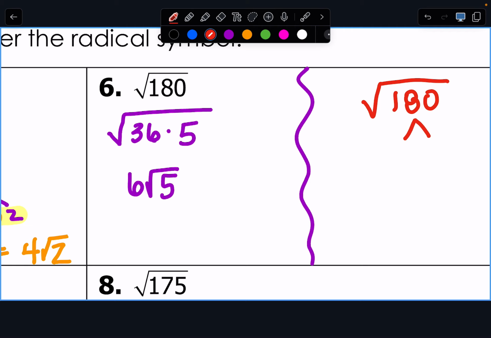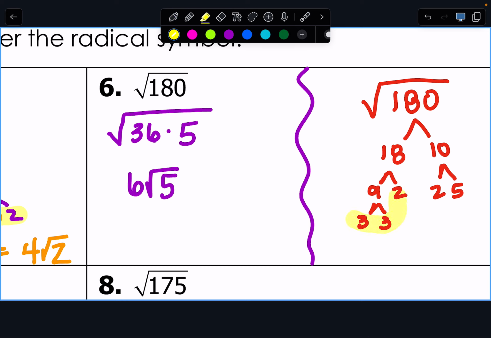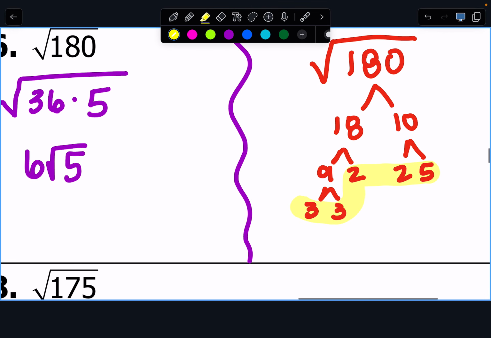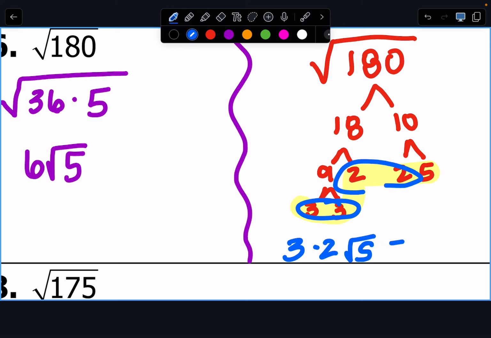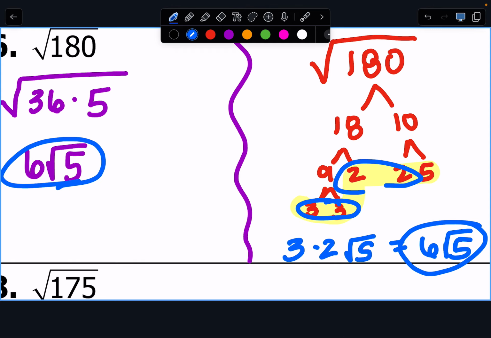Okay, 180. My mind goes to 18 times 10, right? 18 is 9 times 2, and 9 is 3 times 3. 10 is 2 times 5. So we're looking at the very ends of our factor tree. Do we have pairs? We have a pair of 3s, a pair of 2s, and a loner 5. So 3 times 2 is 6. We still get 6 radical 5.